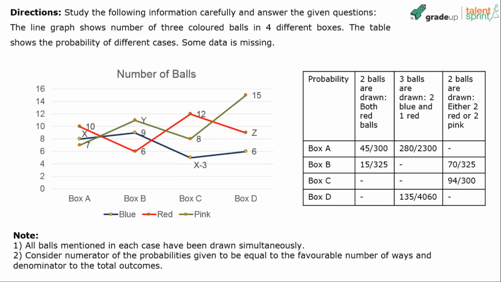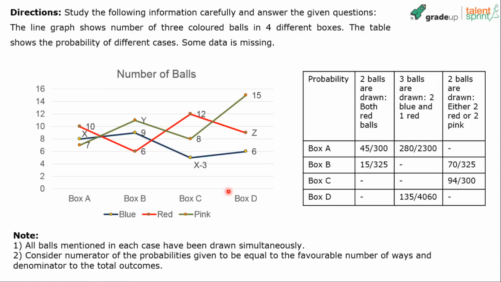So here's the next set of data that we have. See what it says. Study the following information carefully and answer the given question. This is one question which has a set of 5 questions on data interpretation. The line graph shows the number of 3 colored balls in 4 different boxes. The table shows the probability of different cases. Some data is missing. So basically it's talking about a line graph which shows the number of balls in different boxes. What are the different boxes?